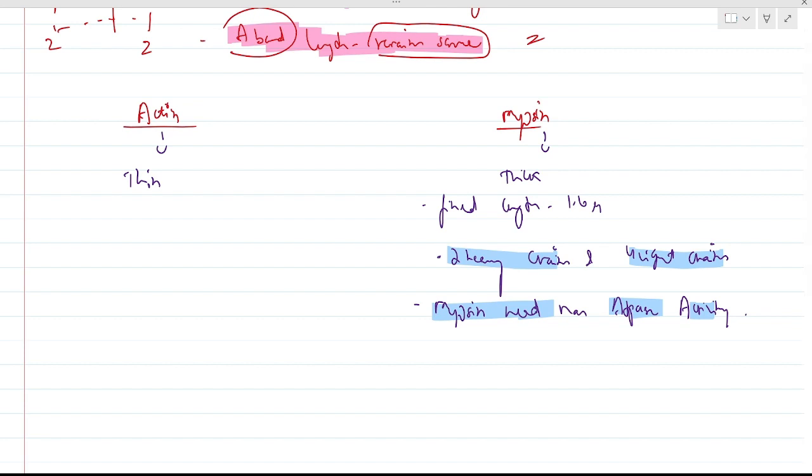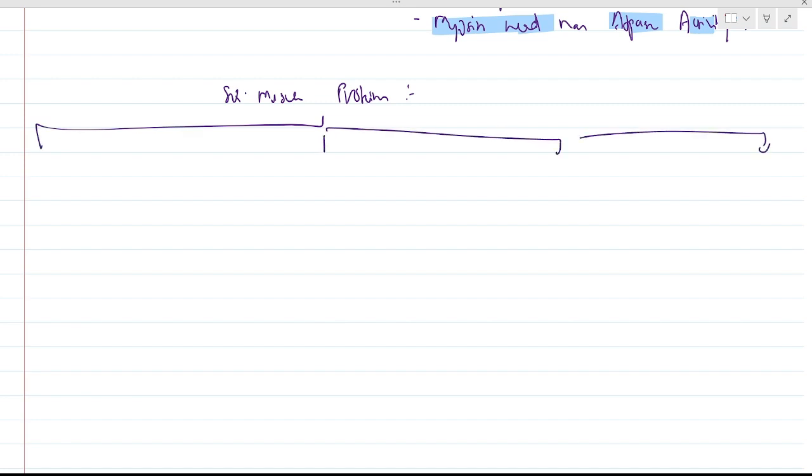Now moving on, we'll have a discussion on skeletal muscle proteins. There are actually four types here. The first type is our contractile proteins.